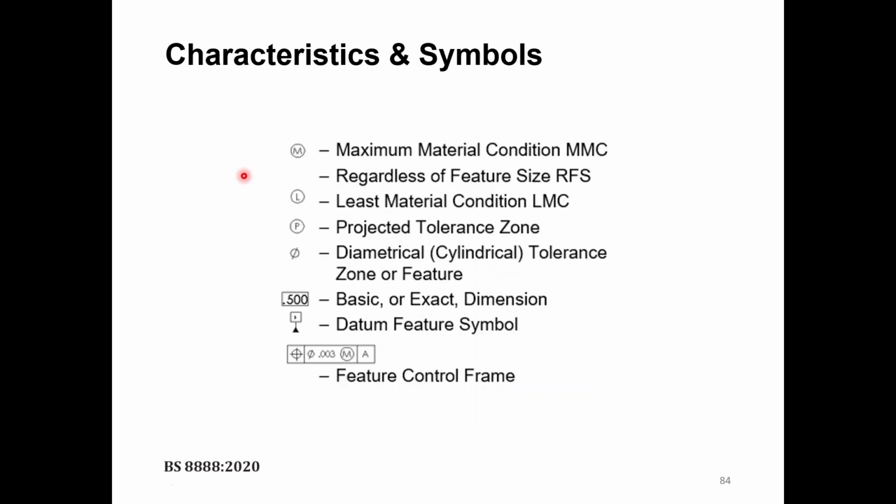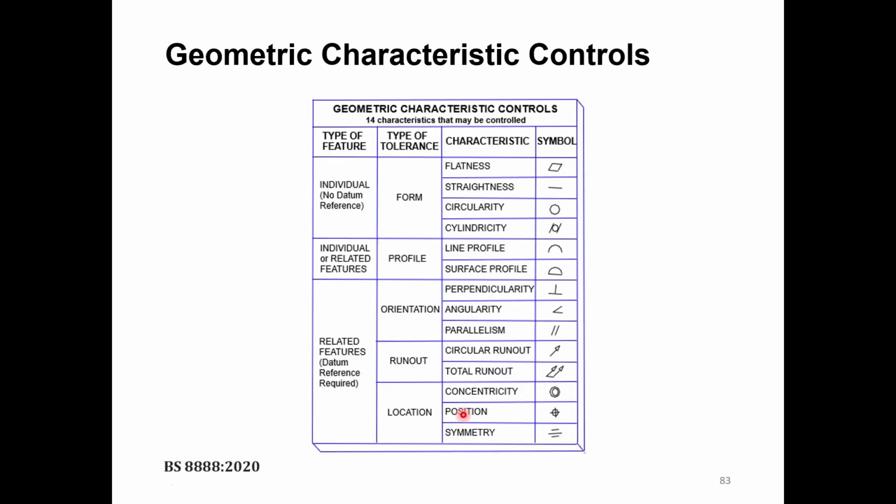These characteristics and symbols you need to learn as well. In the feature control frame, which shows the geometric tolerances, you might just see a symbol like M in a circle, for example, or this symbol. This symbol is for the position, as you've seen on the previous slide. See here, for example, this is the symbol of the position.